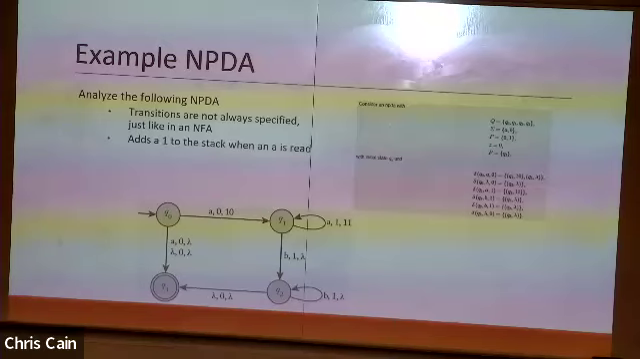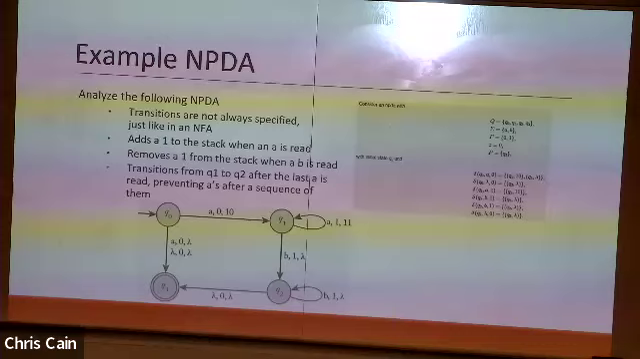So, things to know. I think this was all just stated though. Transitions aren't always specified. If a transition is not specified, we reject immediately since there's nowhere for us to go.